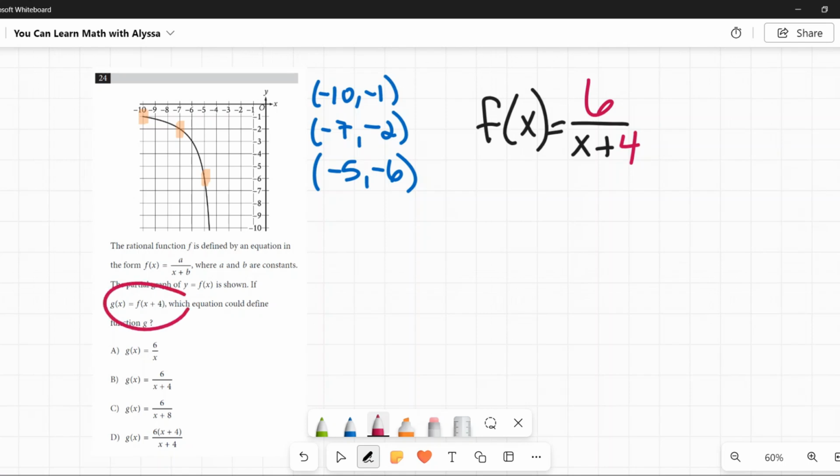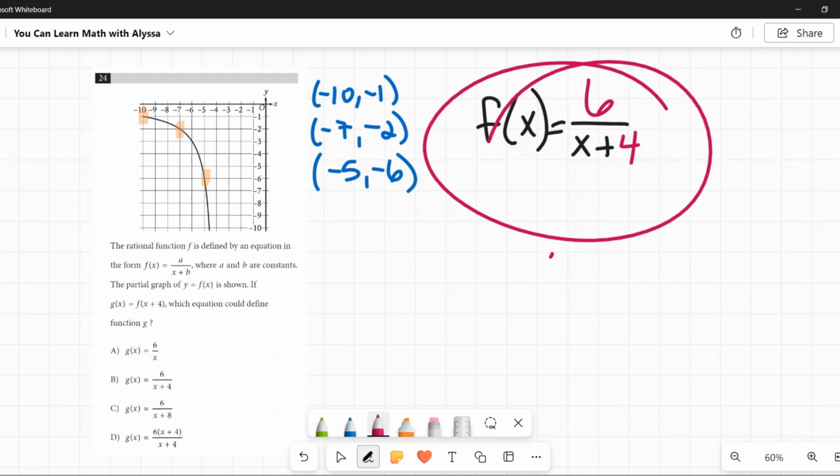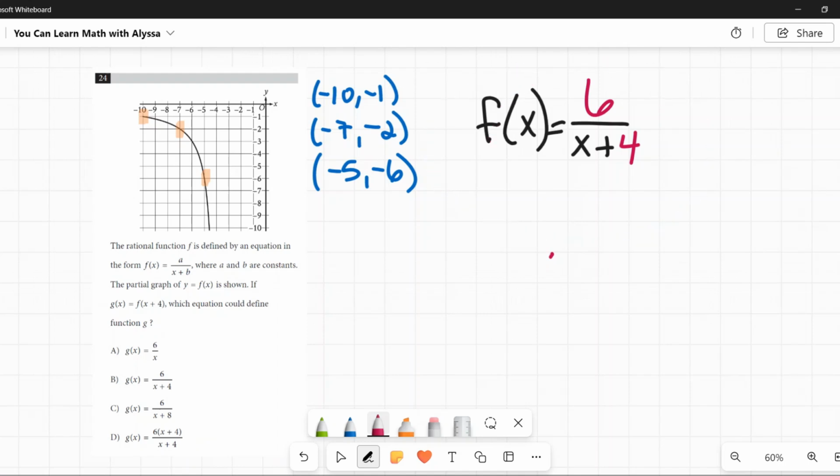Now, g of x is equal to f of x plus 4. So that means wherever there's an x in this f of x, we're going to plug in x plus 4. There's only one x. So for that x, I'm going to plug in x plus 4, and that will give me 6 over x plus 4, plus 4.